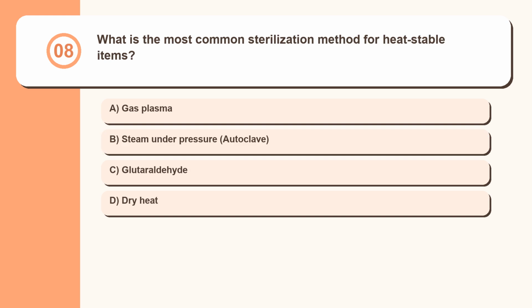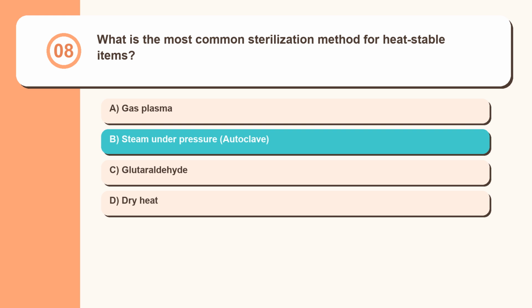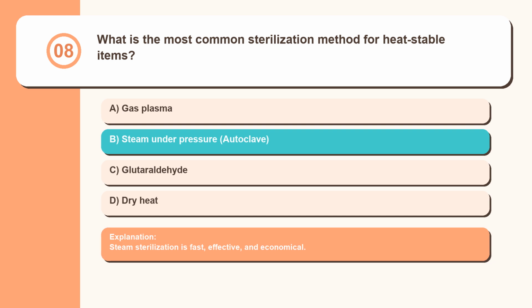Question 8. What is the most common sterilization method for heat-stable items? Gas plasma, steam under pressure (autoclave), glutaraldehyde, dry heat. Steam sterilization is fast, effective, and economical.